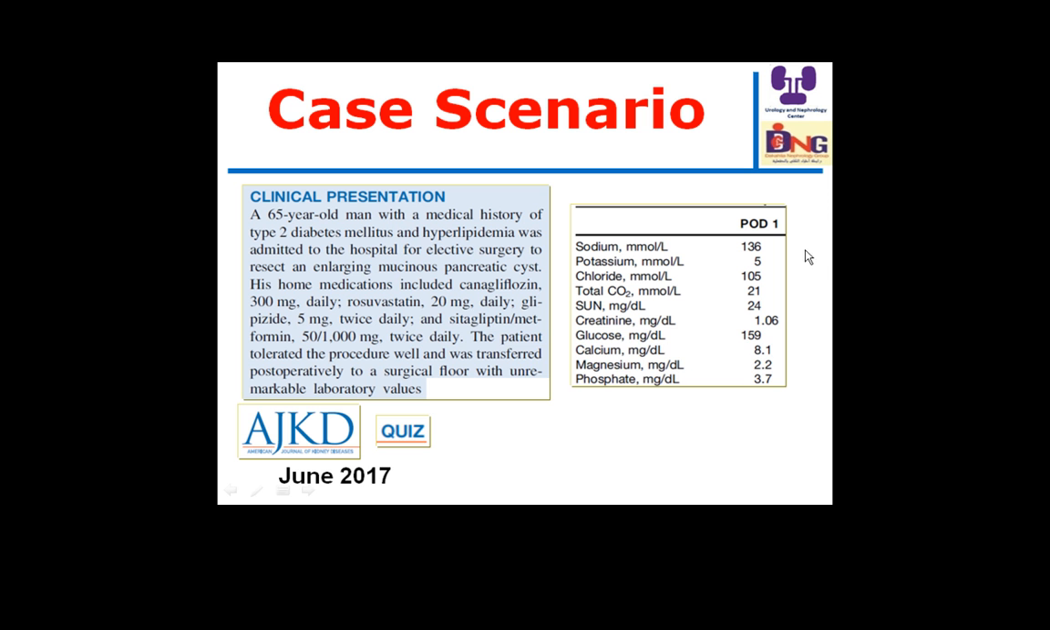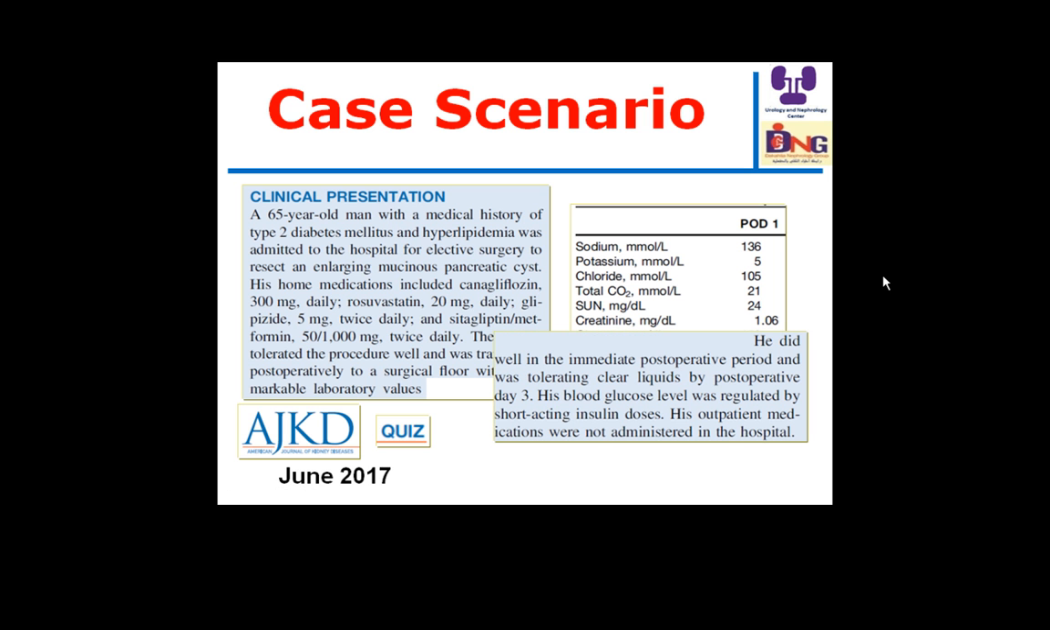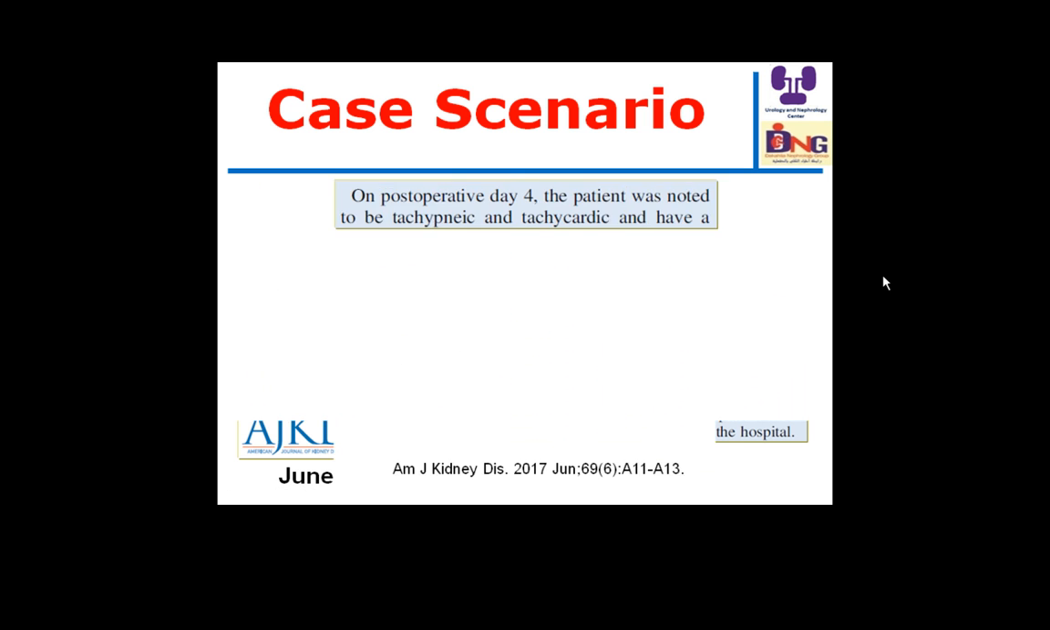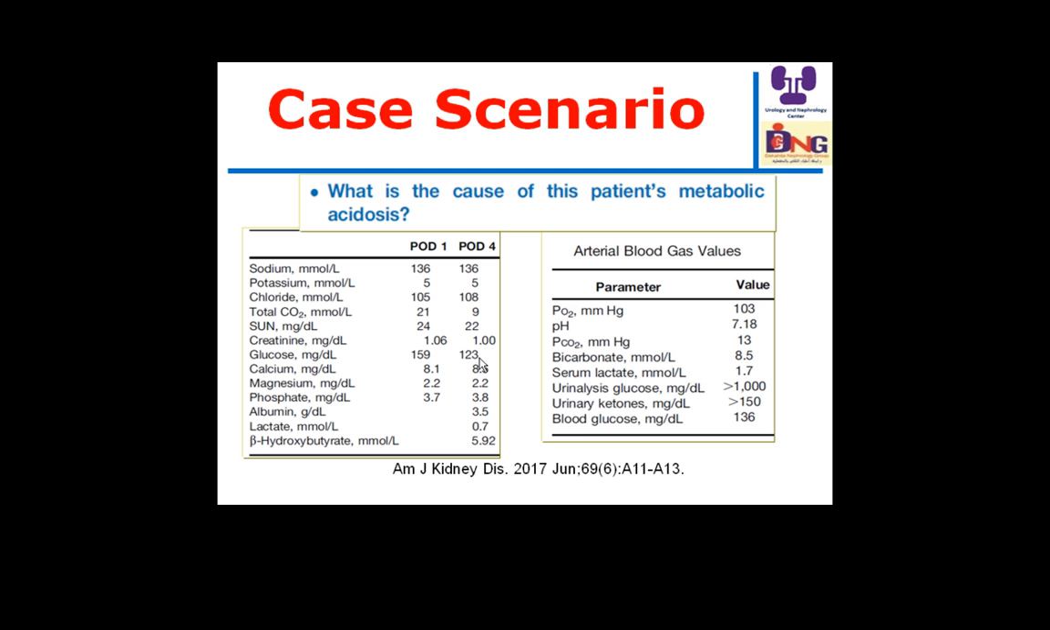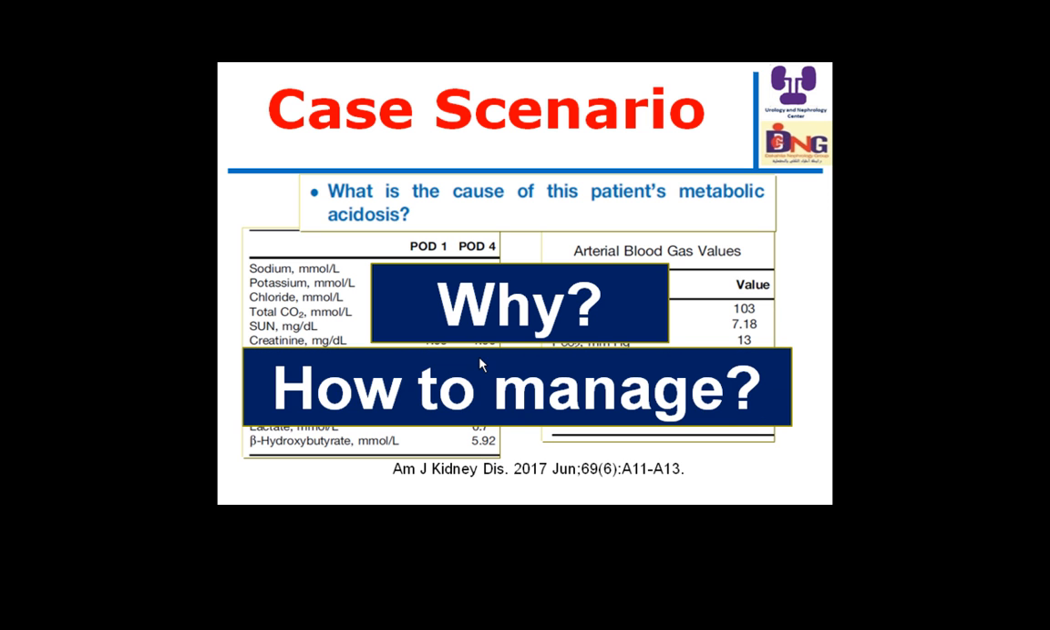Everything is fine, and then after 4 days the patient started to have acidosis. Bicarbonate was reduced from 13 to 8.5, and there is glucosuria and there are ketones. So this is ketoacidosis, and the serum glucose is only 123. So this means euglycemic ketoacidosis. The questions are why this happened and how to manage it.